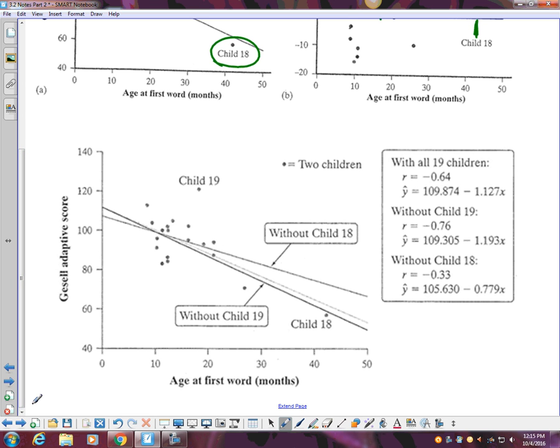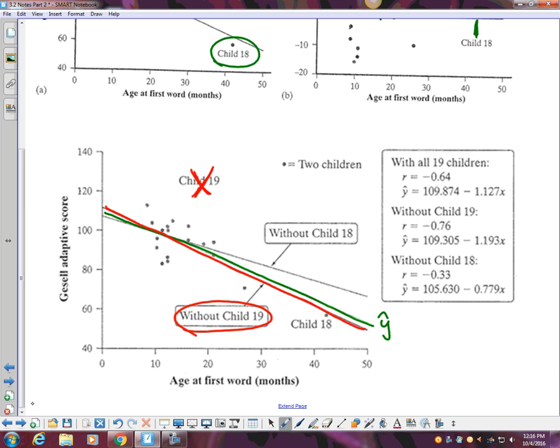Okay, now let's look down here. This line right here is your prediction equation. Now what they've done is this red line is your prediction equation without child number 19. So that's without this kid. As we can guess, you take this kid out, the line's going to pull farther south because child number 19 is what was pulling it north.